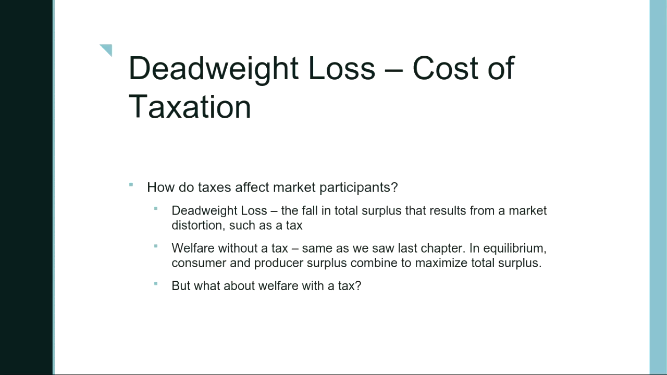So the cost of taxation can largely be considered what we call deadweight loss. Deadweight loss is basically the fall in the total surplus that results from a market distortion, such as a tax. The way this works is that our welfare without a tax is the same as we saw last chapter: at equilibrium, consumer and producer surplus combine to maximize total surplus. But a tax distorts the real equilibrium price. The price can be in equilibrium, but with the addition of a tax, the real payment people are making is different than that equilibrium price.